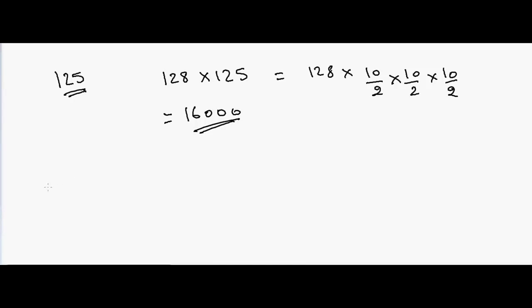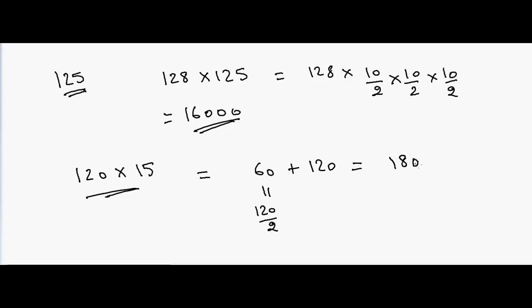Now let's do another thing. If we have to multiply 120 by 15, so how will I do that? In that case, what I'll do is I'll take half of 120. Half of 120 is 60, and then I'll add that to 120. So this is equal to 120 plus 60, right? So here that will be equal to 180. Then I put one more 0, so that's my answer.